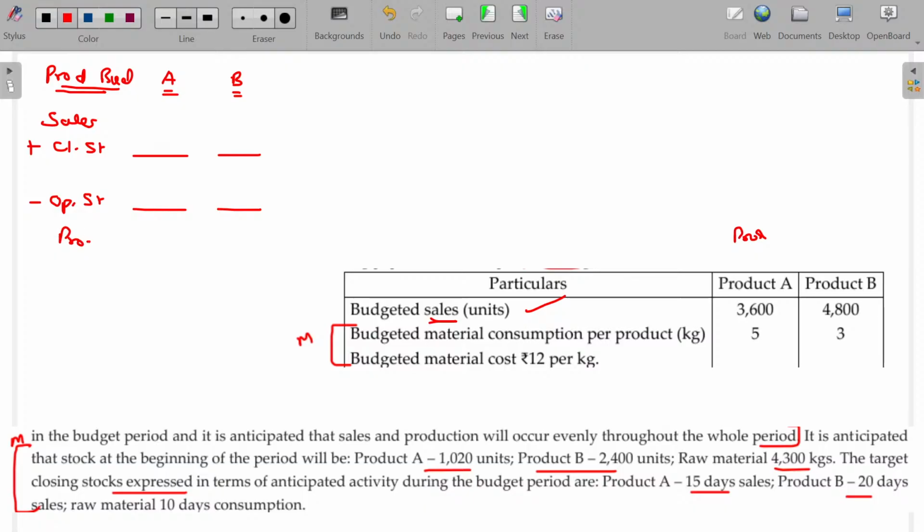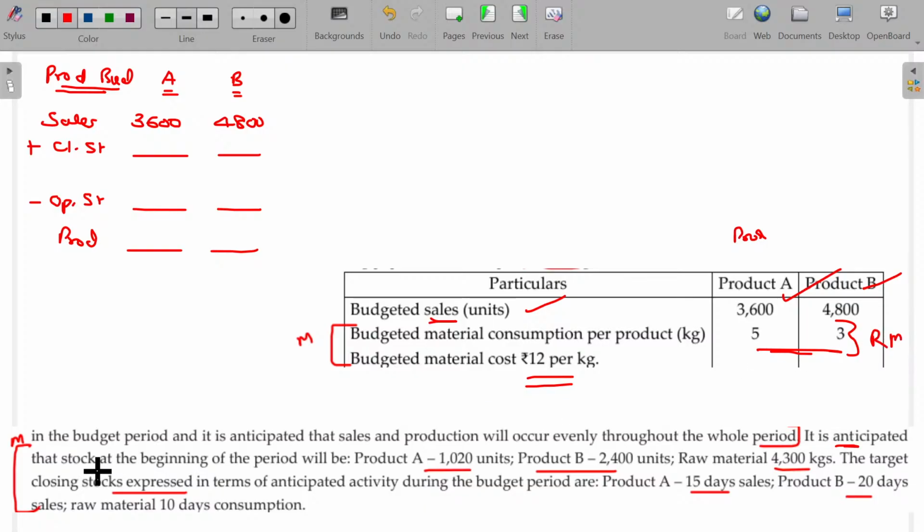So we get the production here in terms of units. Sales being 3600 for A, 4800 for B. Budgeted material consumption per product, we will use it later on. And budgeted material cost also can be used. These two are for raw material requirement.